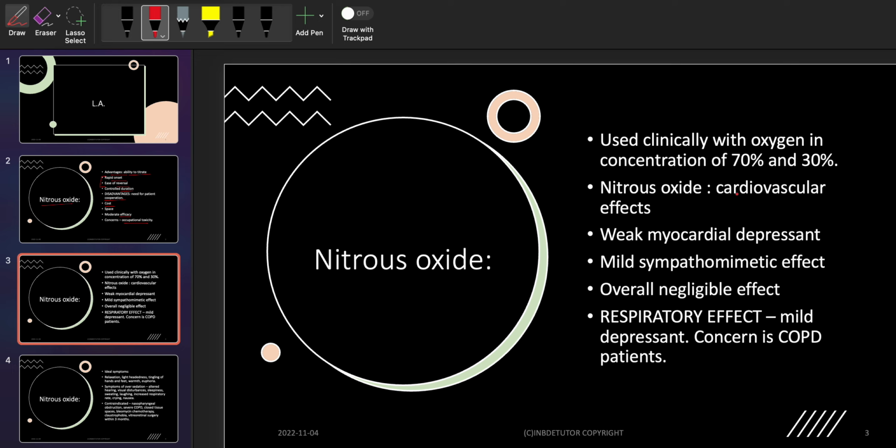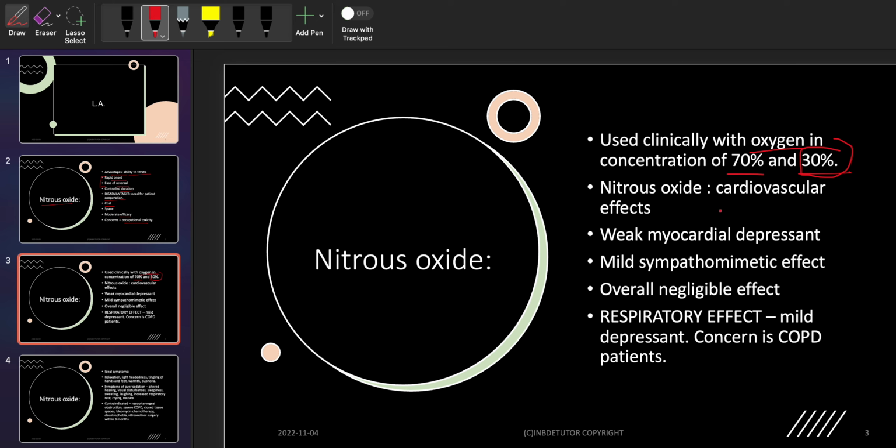As I've already mentioned, nitrous oxide has a capacity to replace gases in the body system, so we need to supplement it with oxygen. And what is the concentration at which we provide nitrous oxide? It has a concentration of 70 and 30%, means we give 70% nitrous oxide and we supplement it with 30% oxygen. So this is basically how we give nitrous oxide, and it is an important point. Questions can definitely come on this.